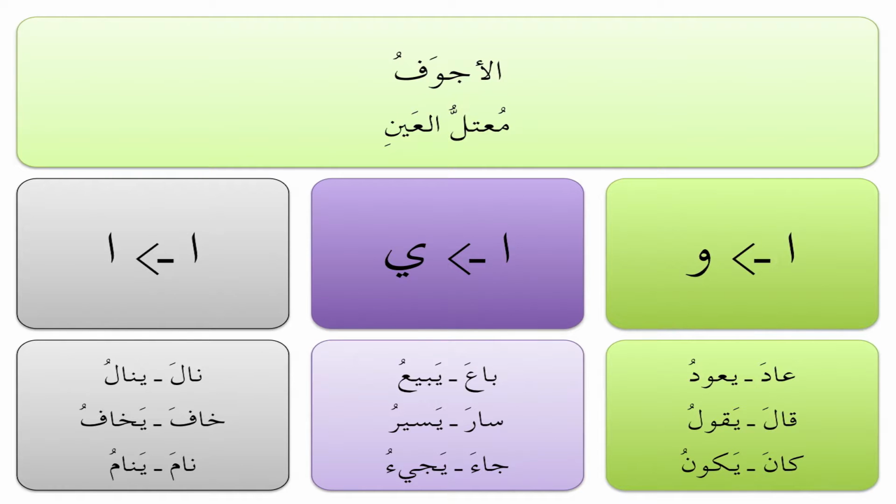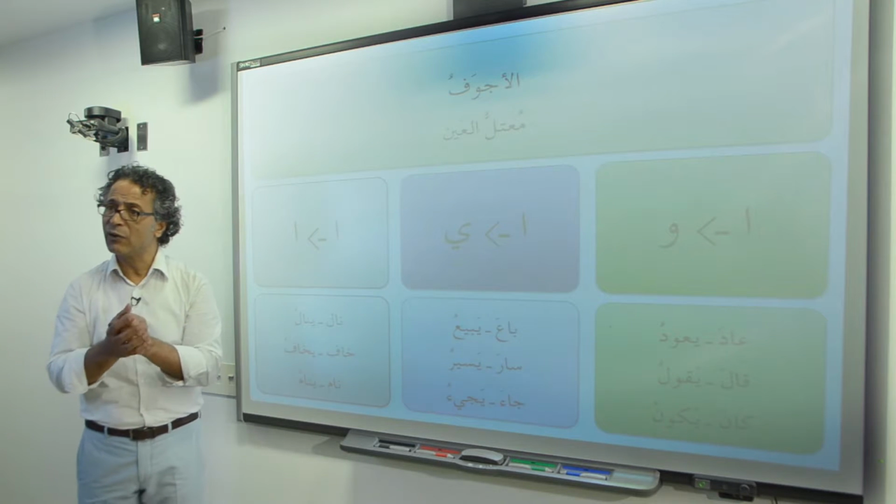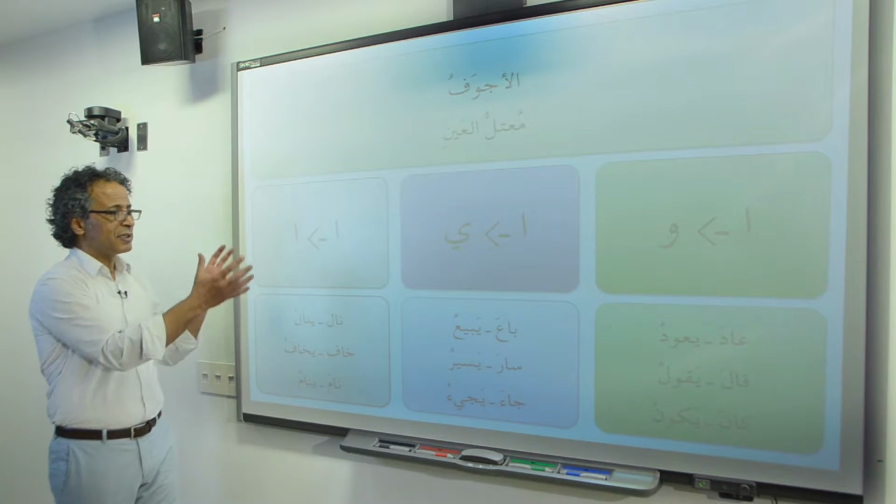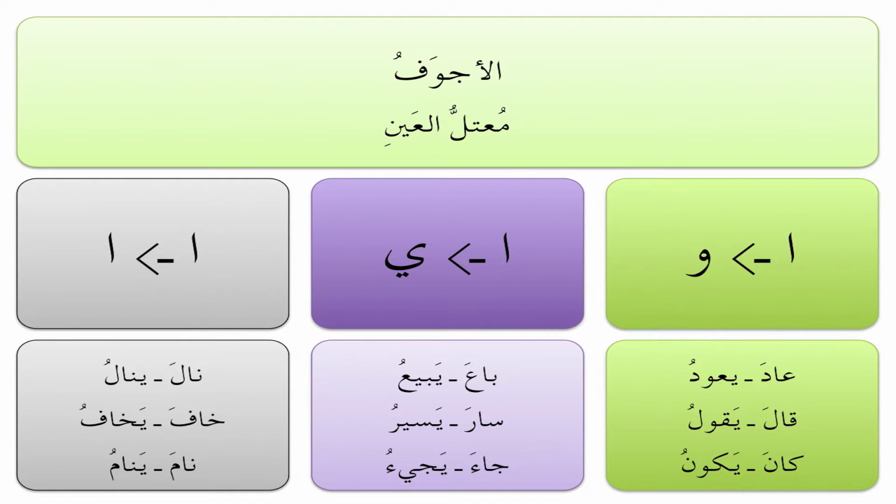الألف إلى الألف is a really strange category. There's some of these verbs, even though they have a weak ya or waw underneath them, they still keep the alif in al-mudara. So this is the category that's the least in size and in number than the other 3. نال ينال، خاف يخاف، ونام ينام.